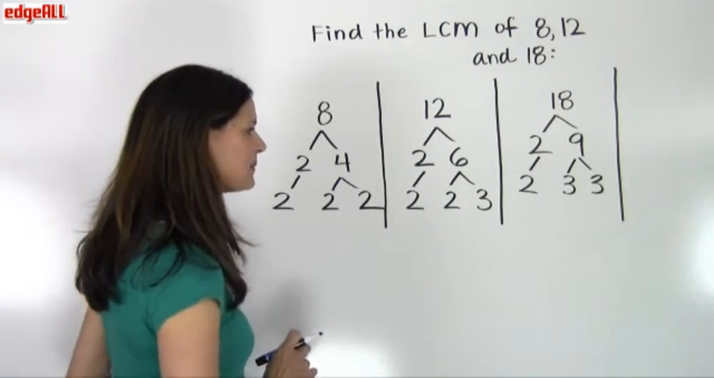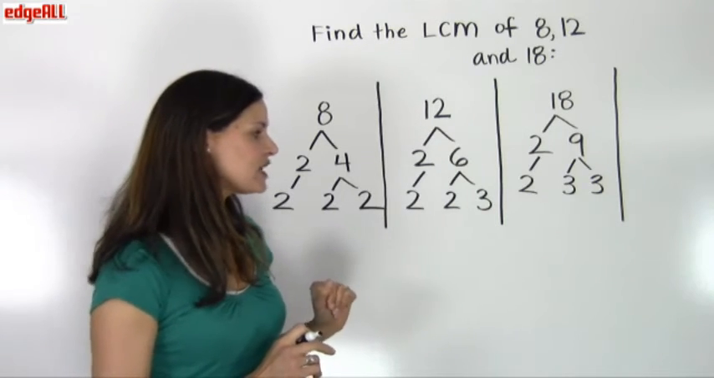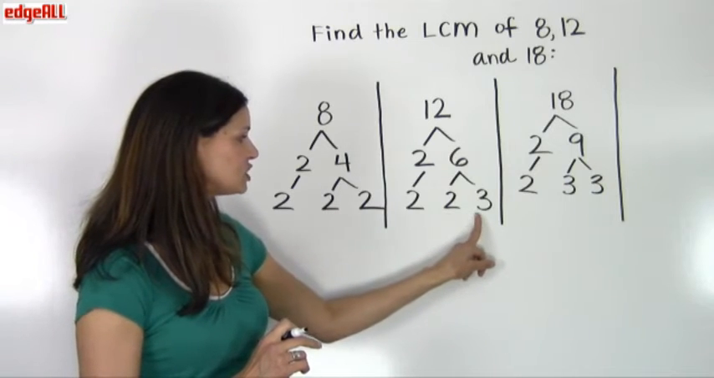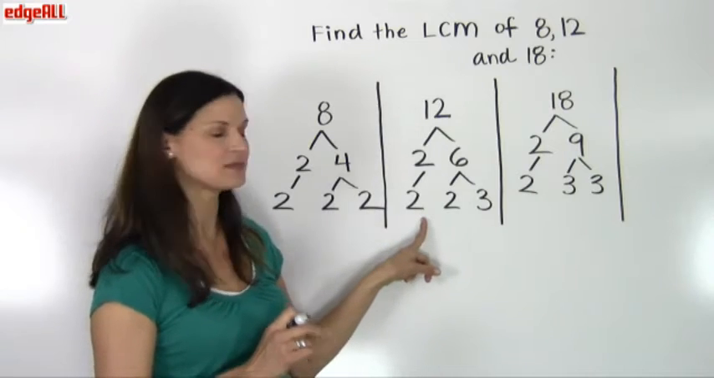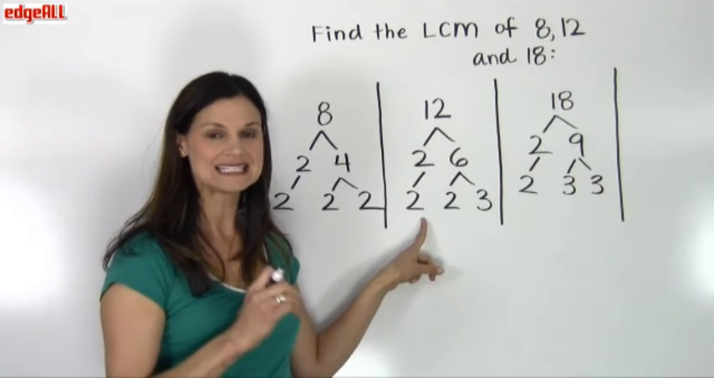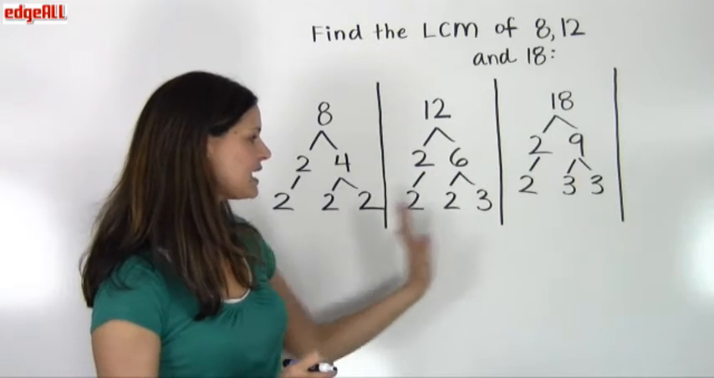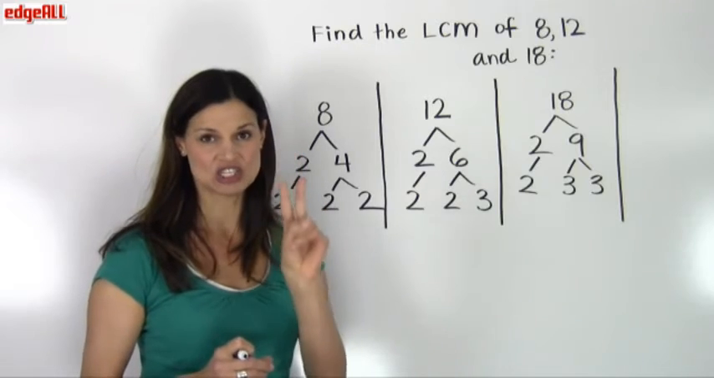Now, what we're going to do in order to find the least common multiple is combine the prime factors into one set by using each of the prime factors. So we have 2's and 3's. We're going to use each of the prime factors the greatest number of times that it is found in any one of our numbers. So let's first look at the 2.